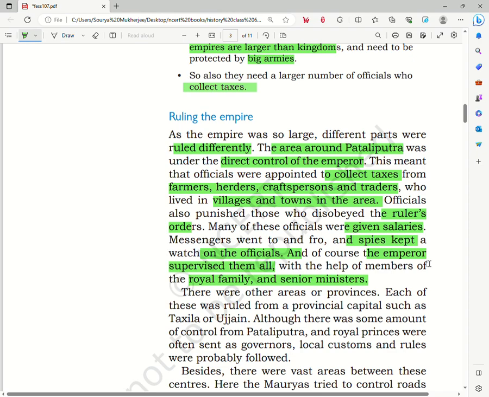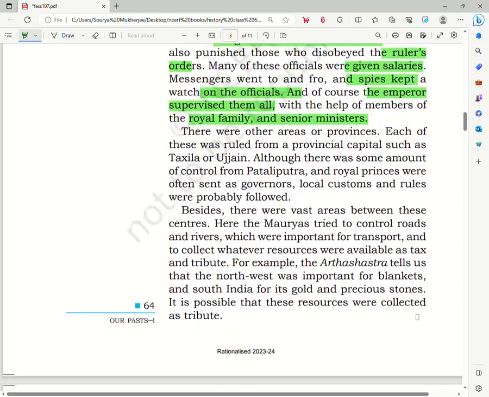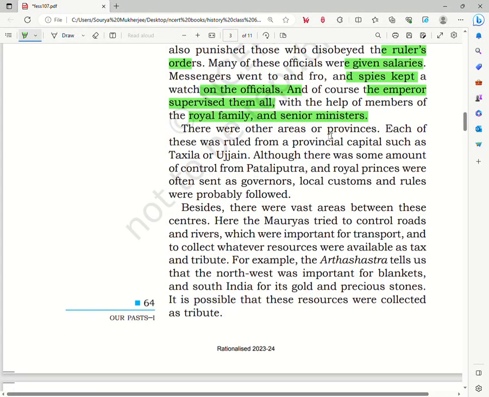Also, these officials were paid and they were given salaries, and there was a strong spy network also who used to keep a watch on all these officials to make sure that they did their duty properly and were not involved in any sort of malpractice. So the emperor used to manage all these with the help of his close family members and also with senior ministers. Then there were other areas or provinces.